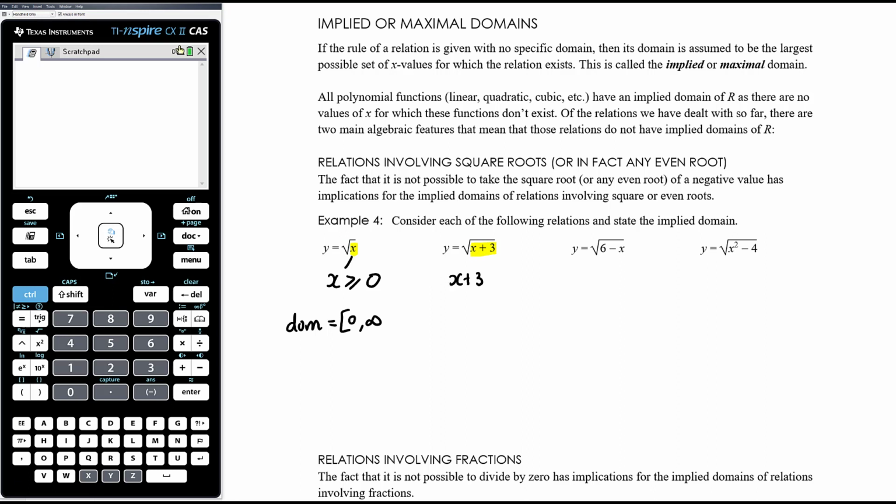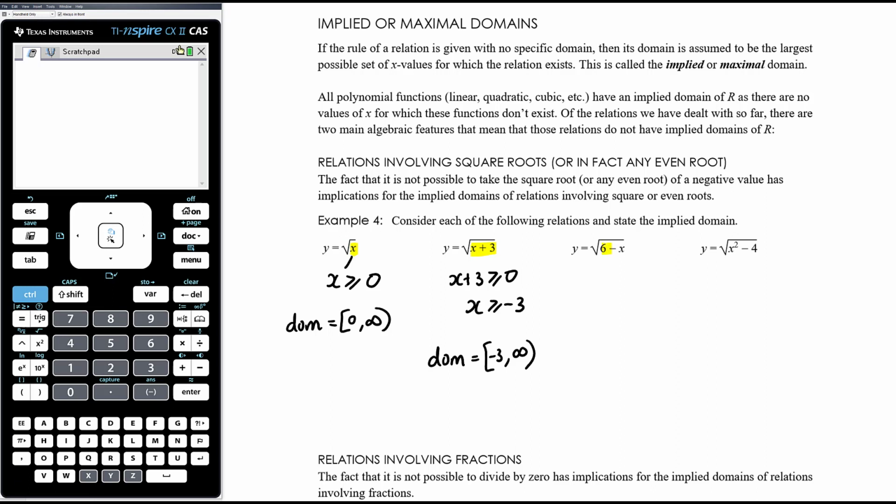So x plus 3 has to be bigger than or equal to 0, which means x has to be bigger than or equal to negative 3. So the domain for this one is going to be from negative 3 up to infinity. That will ensure that we're always taking the square root of a positive value.